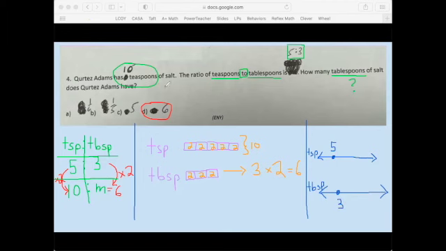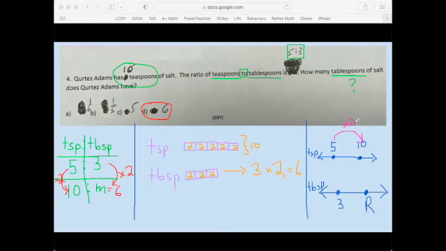And then it says in the beginning that Cortez Adams has 10 teaspoons of salt. So I'm going to go ahead and plot that 10. And we're trying to figure out how many tablespoons of salt he has. So for this one, I'll make my variable R, okay? And I'm going to ask myself, how did I get from 5 to 10? To get from 5 to 10, I multiplied by 2.